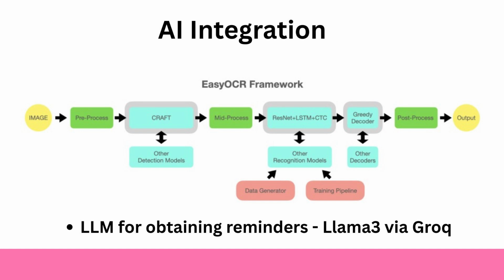Here is how we integrated AI into our app. This is the Easy OCR framework, which extracts text from images. It begins with pre-processing, then uses the CRAFT model to detect text areas. These are processed and passed to a recognition model which reads the text. A decoder then converts this into readable output, and a post-processing step refines it.